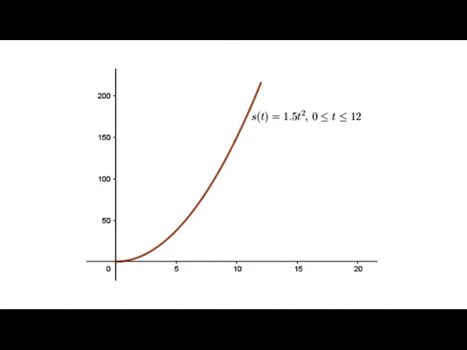With the discussion so far, let us reconsider the problem discussed in the session, limit and intuitive approach. Suppose a car is driven such that after t seconds, 0 less than or equal to t less than or equal to 12, it is s of t equal to 1.5 t square meters from its initial position. That is, the distance covered after t seconds is given by s of t equal to 1.5 t square meters, 0 less than or equal to t less than or equal to 12.